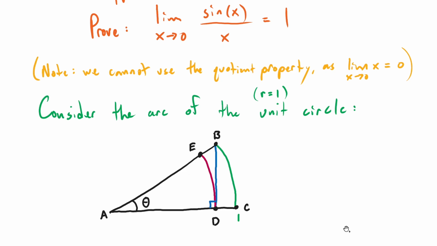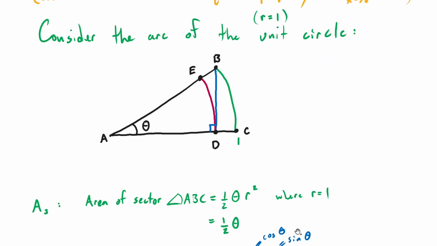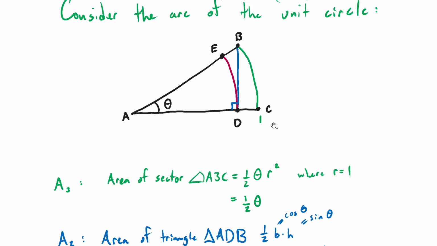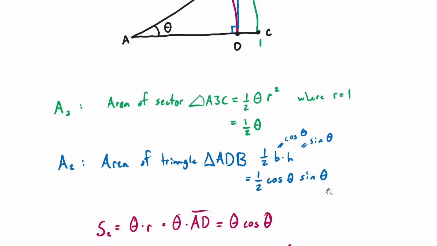Consider this pie slice of the unit circle. That is to say, AC is of length 1, and these are circular arcs here. As you may remember from pre-calculus, the area of this sector is 1/2 theta r squared, where theta is given in radians. R, in this case, for sector ABC, is going to be 1, and so this is just 1/2 theta. The area of the right triangle, triangle ADB, is 1/2 its base times its height.